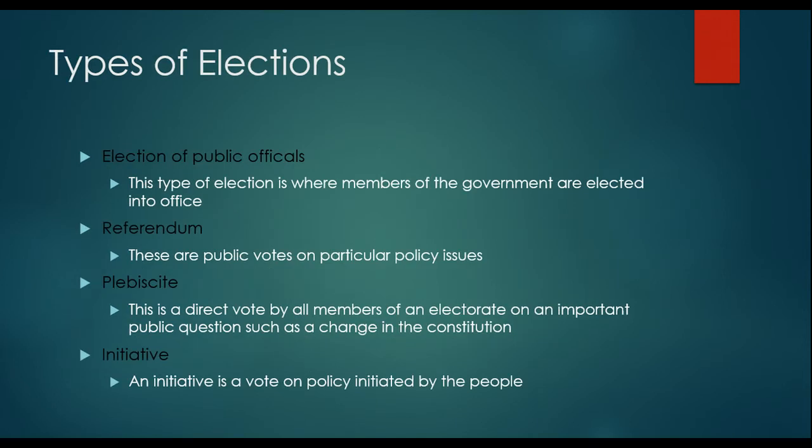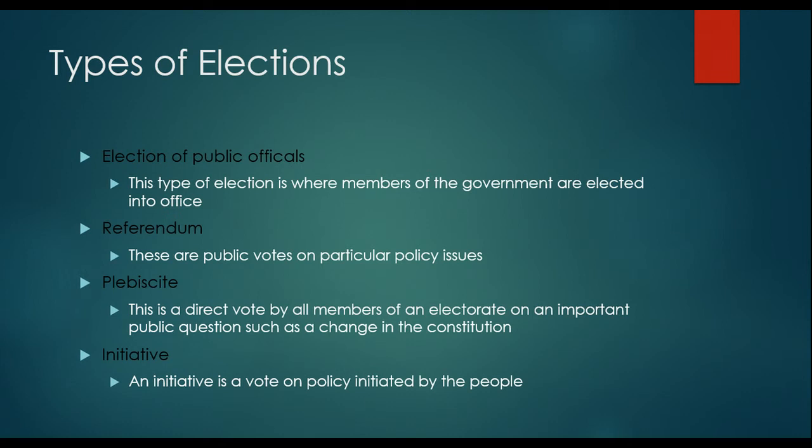So, types of elections. There are a few different types of elections that we'll see throughout. One is the election of public officials, and this is when you actually go out and vote for the people who are going to be put in office. So that one's pretty straightforward. Then you have a referendum. Referendums are public votes on particular policy issues. So say they wanted to, and we see this a lot, add an extra penny sales tax in Seminole County. Most of the time that's going to be put to referendum, and they're going to allow the citizens of the county to come out and vote and determine whether or not that policy should be implemented.